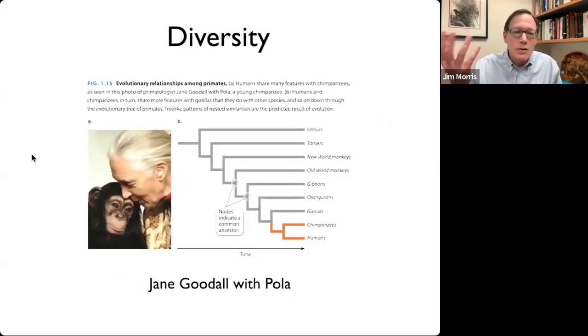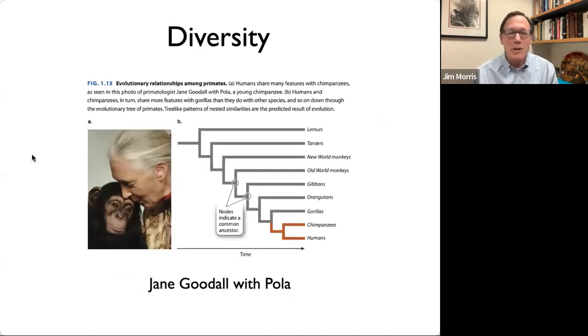Ever since the first edition, for example, Jane Goodall has been in chapter 1. That's not an accident. First of all, she's one of my personal heroes, and I wanted to put her front and center, but she's also a woman scientist, and women were traditionally underrepresented in science. So it's not an accident that she's in chapter 1.